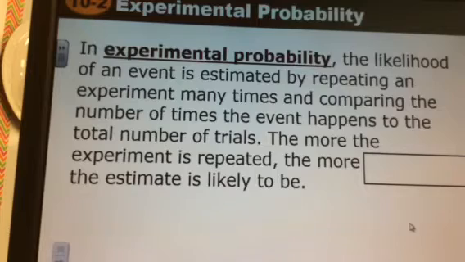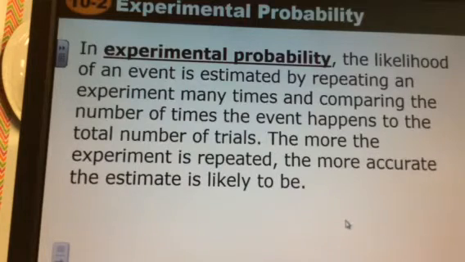All right, so welcome back. And so now we're looking at filling in this blank. The more the experiment is repeated, the more accurate the estimate is likely to be. And I had you all flip a coin earlier today. Some of you may have still been working on your assignment, but you could try that now. And when you flip a coin, if you look at what we call the theoretical probability, it's 50%.